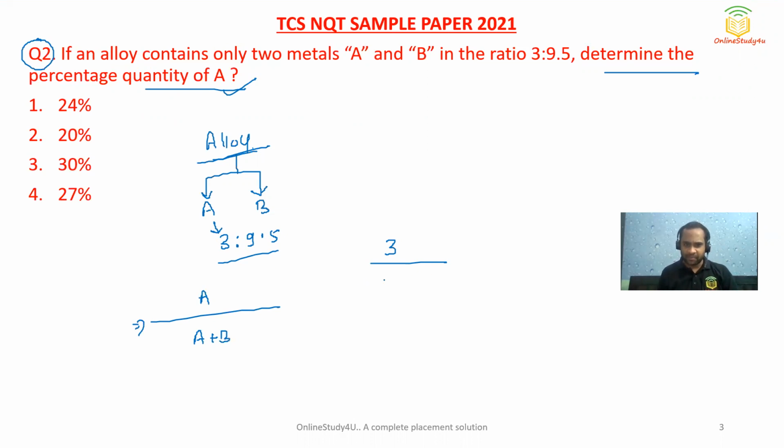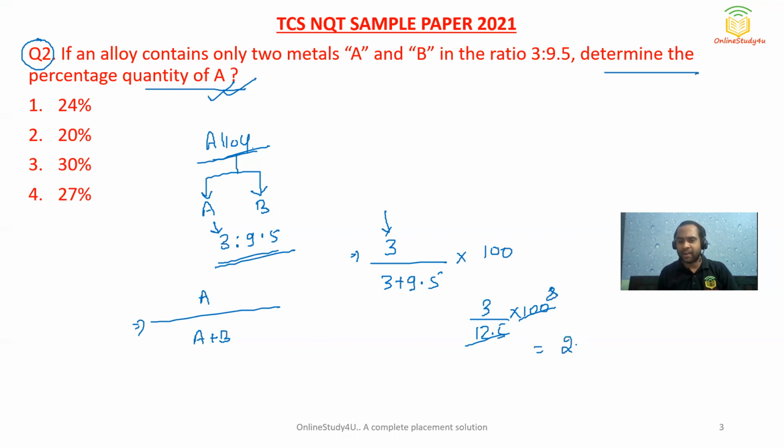So total is nothing but 3 plus 9.5. So basically out of 12.5, A is nothing but 3. This is the meaning. So you need to determine the percentage quantity of A. Out of the total, A is 3, and if you want to calculate percentage, then multiply by 100. That is a simple rule. So 3 divided by 12.5 into 100. 12.5 into 8 will be 100. So 8 into 3 will be 24%.